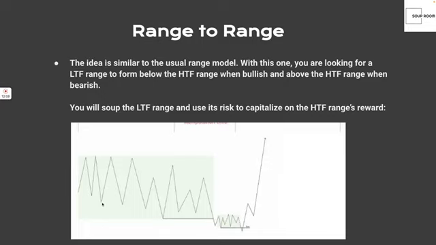Higher time frame range, consolidation. Lower time frame range, turtle soup, expand higher. On the higher time frame, you will see a consolidation, turtle soup, expansion higher. Consolidation on the higher time frame, drop to lower time frame as soon as we go below. If you see consolidation below the higher time frame range and you see a turtle soup, you enter long.